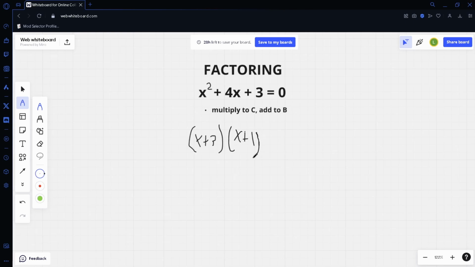Then, to get real answers, set both of these equal to 0. X plus 3 equals 0, x equals negative 3. X plus 1 equals 0, x equals negative 1. And there are your answers.